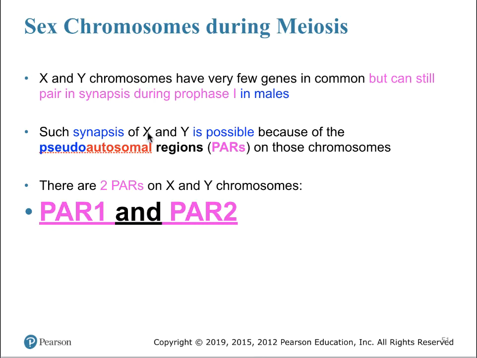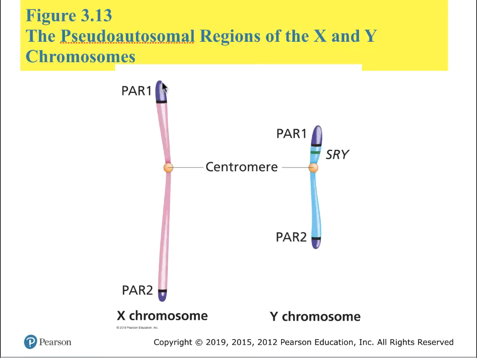And the synapsis of the X and Y is possible because of these pseudoautosomal regions at the ends of the 2 sex chromosomes. That's illustrated quite nicely here. So this is PAR 1 for the X chromosome and PAR 2, and this is PAR 1 for the Y chromosome and PAR 2.